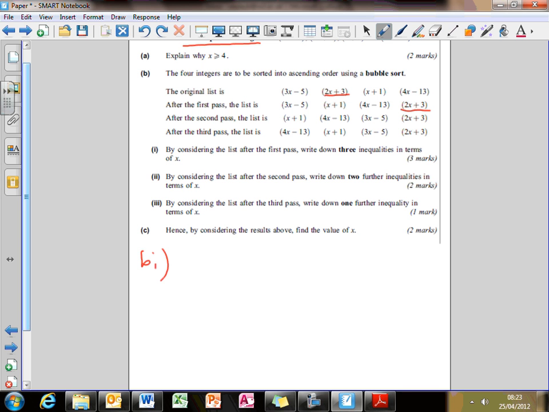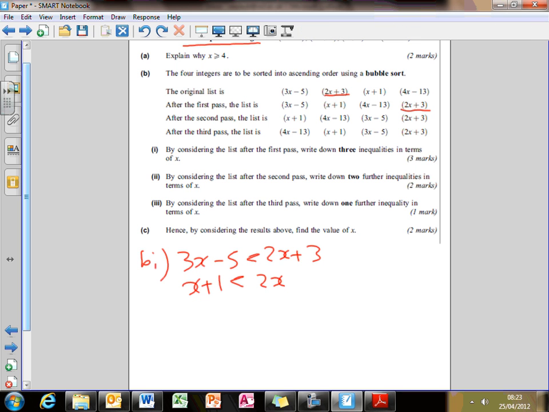Brilliant. So what we can say is this. 3x minus 5 is less than 2x plus 3. x plus 1 is less than 2x plus 3. And 4x minus 13 is less than 2x plus 3. We can say that. They're the 3 inequalities. Now, I've read the question and got a little bit ahead of myself. I'm looking at part C as well.